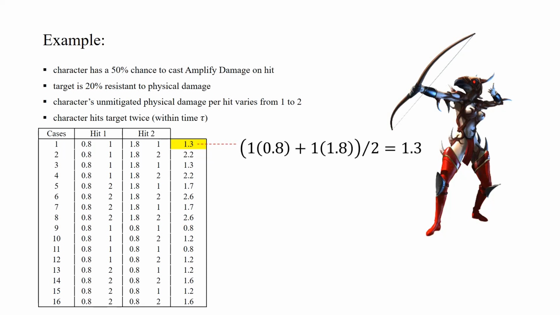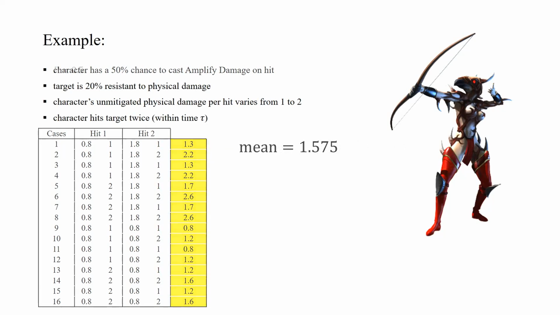So this 1.3 is just the result of taking 1 times that modifier plus 1 times the next modifier in the second hit. And each of these are the case where on each hit we did 1 damage, and dividing by 2, the number of hits, that gives you the mean damage over these hits, right? Now the mean of all these means is 1.575, right? So that's what our equation needs to produce if it's correct.